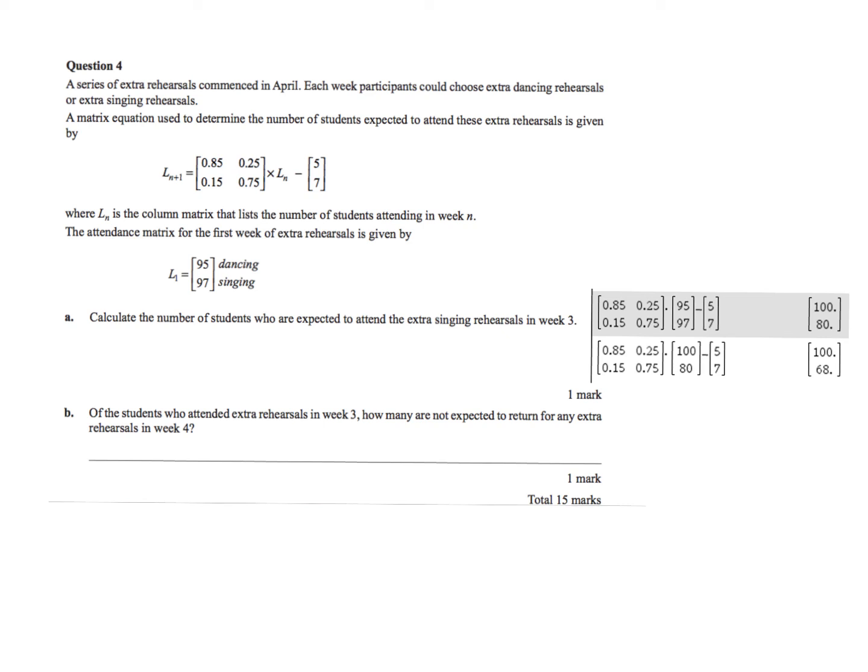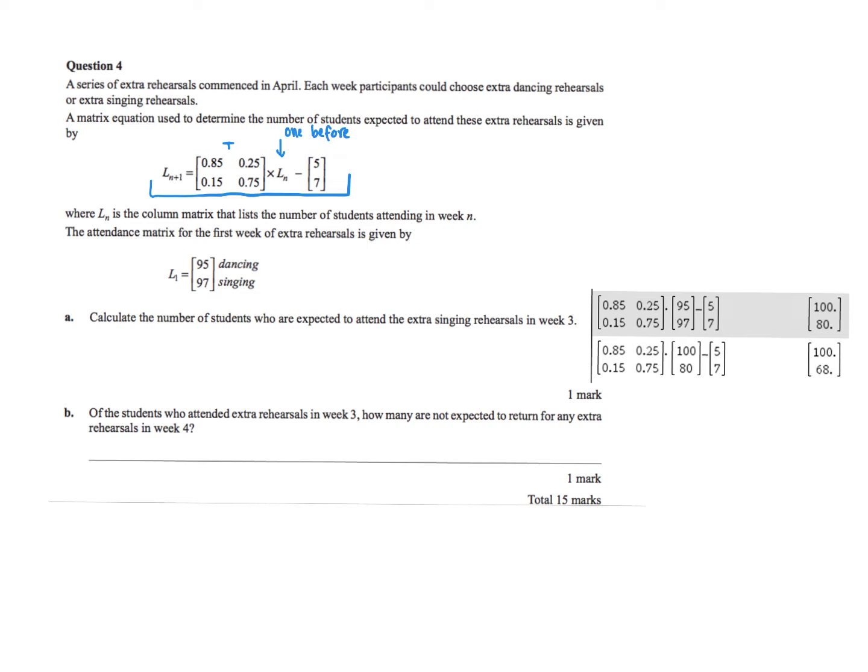Okay, a series of extra rehearsals commenced in April. Each week participants could choose extra dancing rehearsals or singing rehearsals. All right, so this was all about another scenario, but we don't need all the rest of the information. We can follow it. We've obviously got this formula of how we can get the next state. So this is the one before, and then they've got a transition, and then they've got an extra one adding on. And this is dancing and singing.